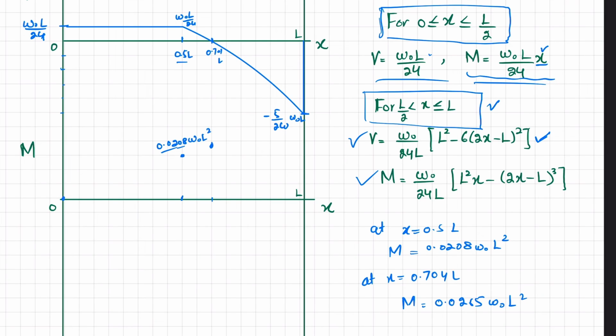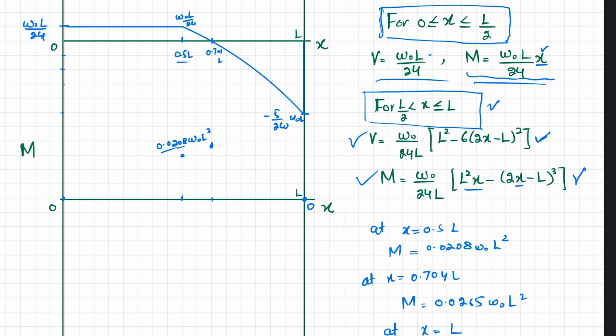Okay. Now at x is equal to L, if you put x is equal to L in this equation, you will have moment is equal to 0, because you can see this will be 2L minus L is L, L cube, and this will be L cube. So L cube minus L cube will be 0. So you will have the third point over here, which is 0.